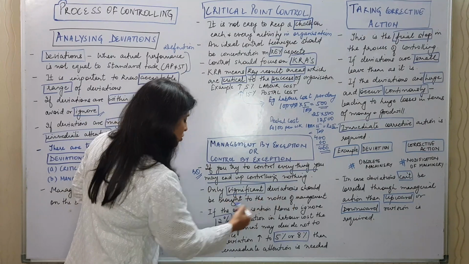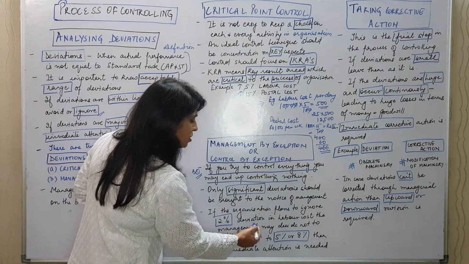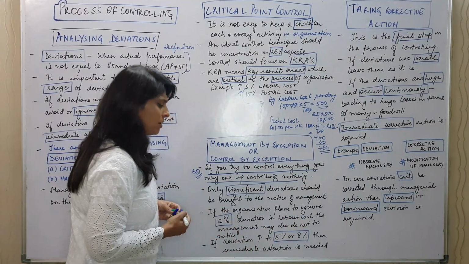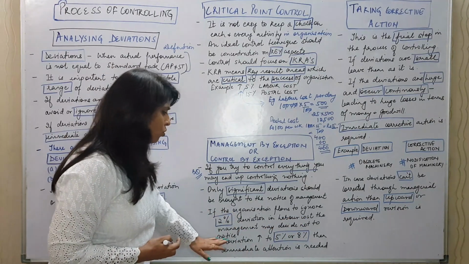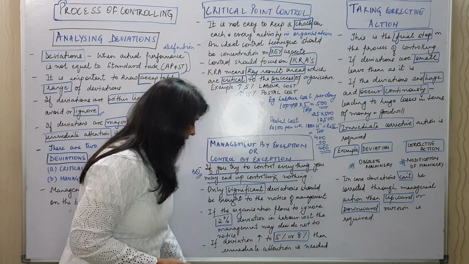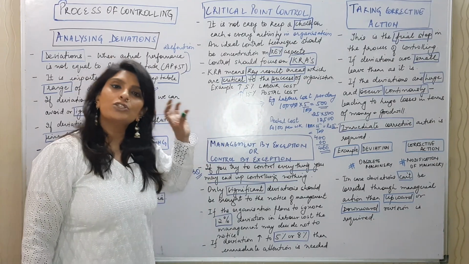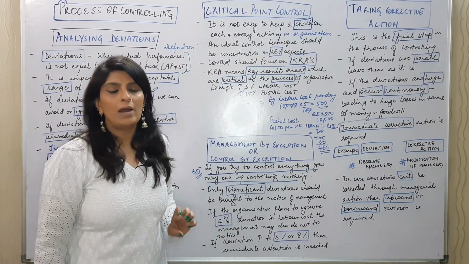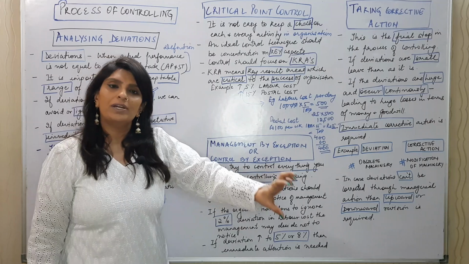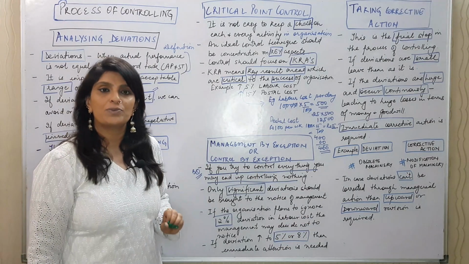Only significant deviation should be brought to the notice of management. If the organization plans to ignore a 2% deviation in labor cost, the management may decide not to notice. It's okay. But if the deviation increases to 5 to 8%, then immediate attention is needed. Moreover, managers should always concentrate on important matters and let the unimportant matters be dealt with by the subordinate. This is what management by exception or control by exception means.